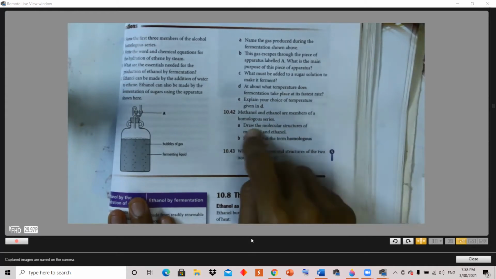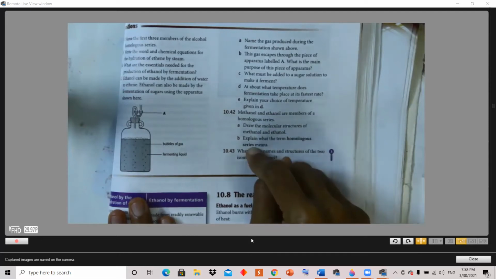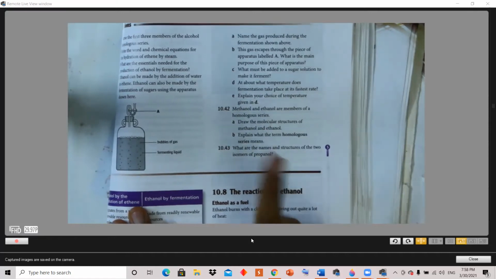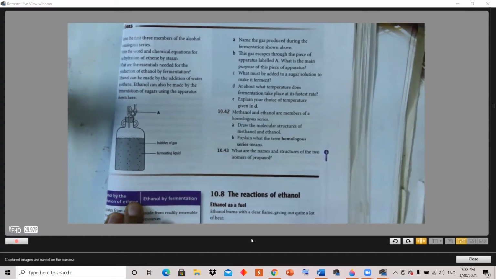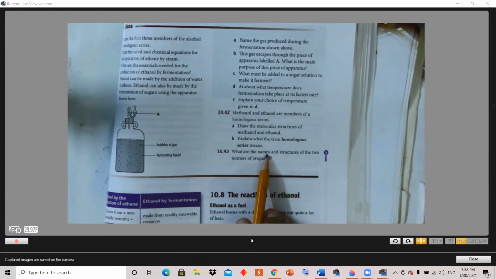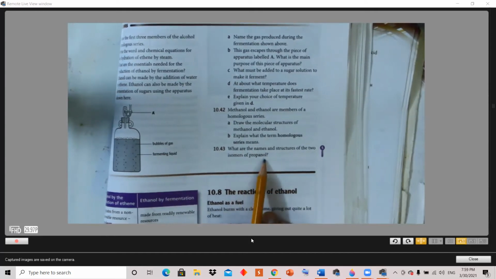Question 10.42. Methanol and ethanol are members of a homologous series. Draw the molecular structures of methanol and ethanol. I think you guys know this, right? Explain what the term homologous series means. A group of hydrocarbons with similar chemical properties, gradually changing physical properties, and the same general formula. Yes.